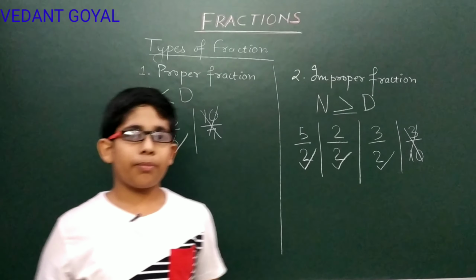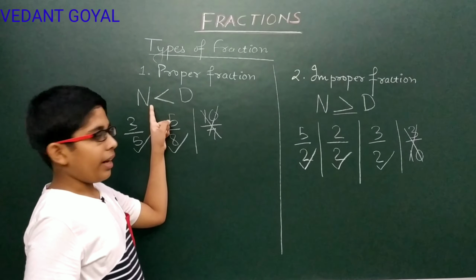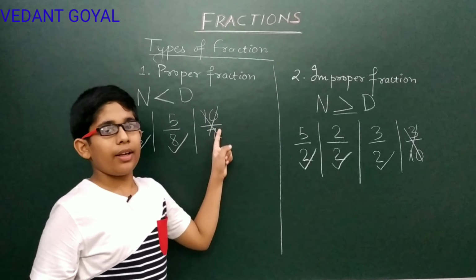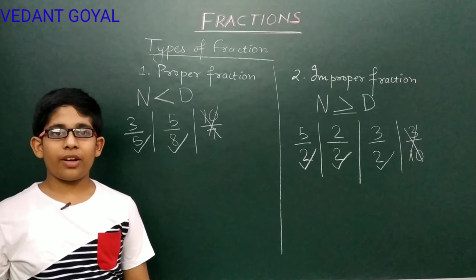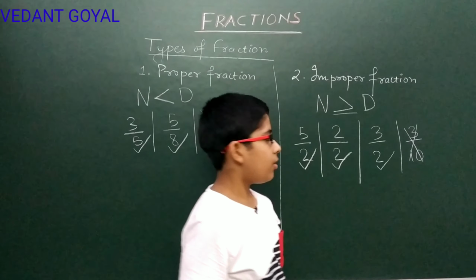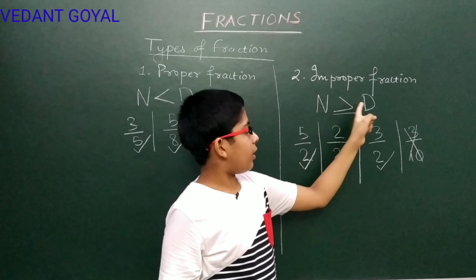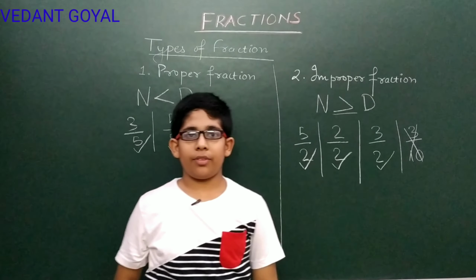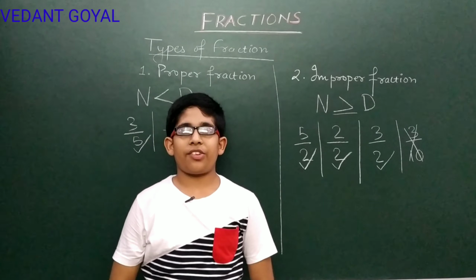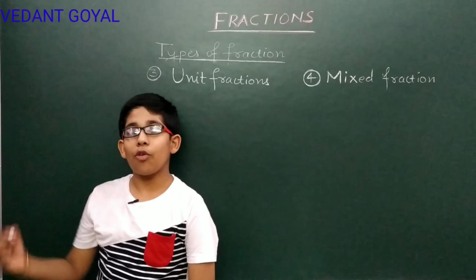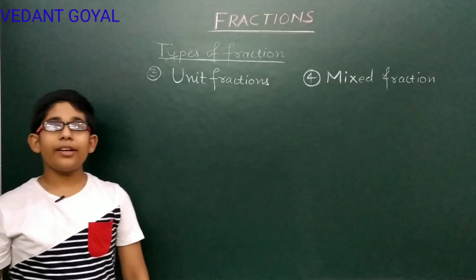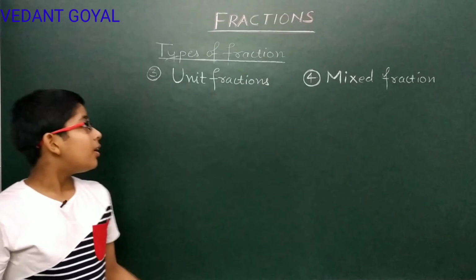Understood? The fraction with numerator less than the denominator is known as the proper fraction, and in the fractions with numerator greater than or equal to the denominator, we have that as the improper fraction. Okay? Now we will discuss the other types of fractions.